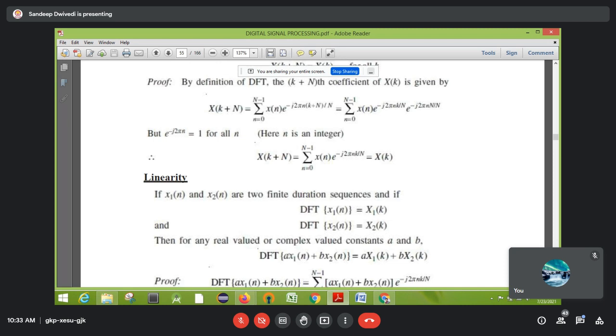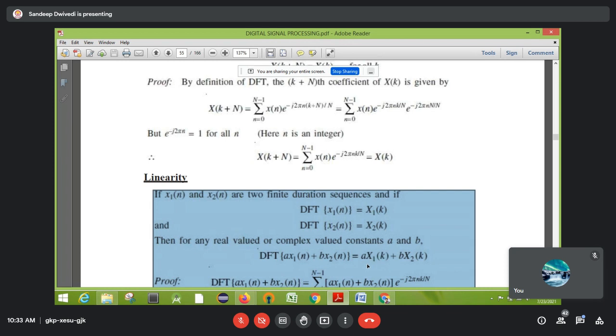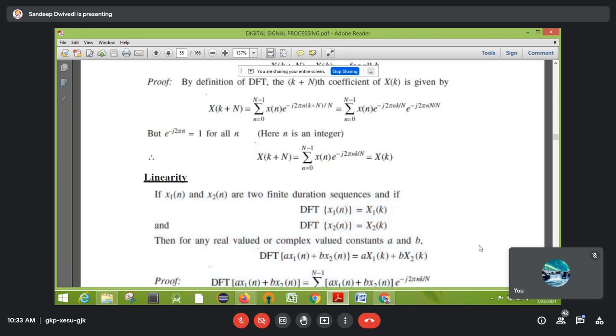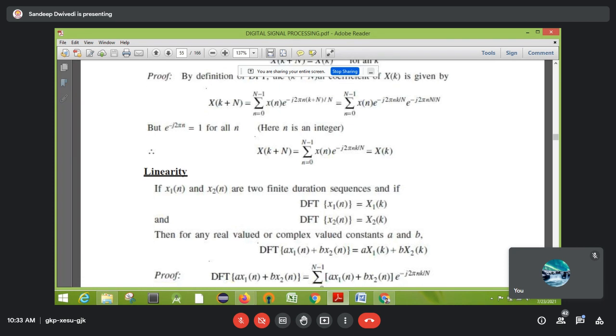Then if you multiply by an arbitrary constant to this sequence, the DFT will be the same as it is, like this. That means if you are taking the DFT of a into x1 of n and b into x2 of n, you will get the DFT a x1 of k plus b x2 of k.